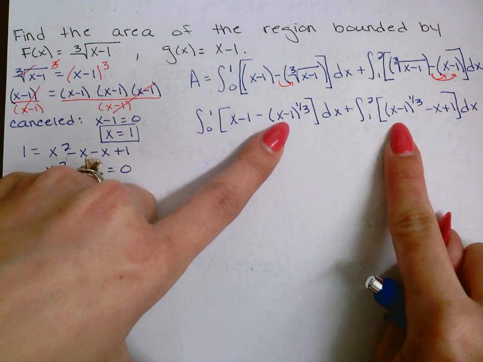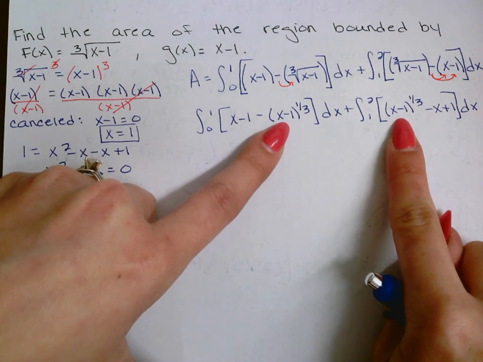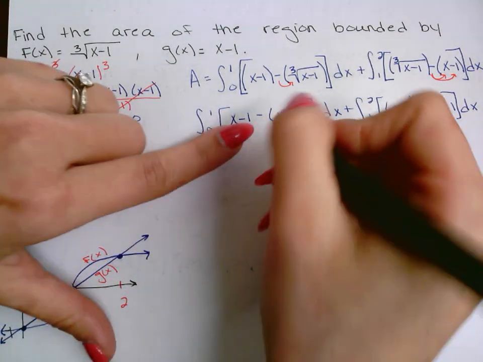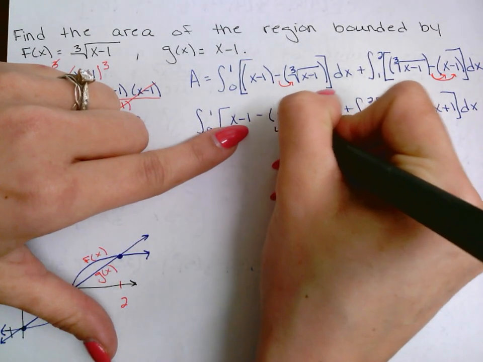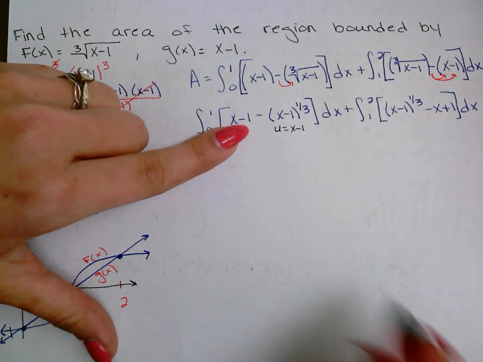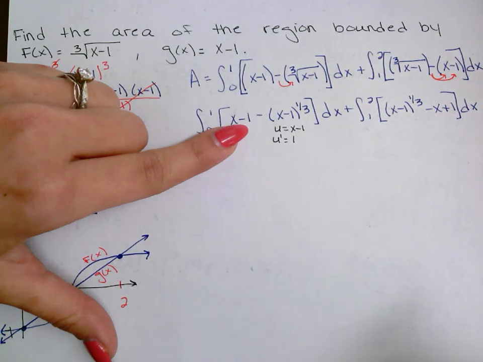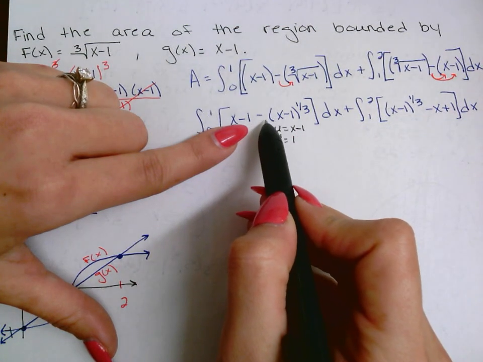I am going to have a mini u sub to do in here, okay? The good thing about this u sub is nothing's going to be missing. So let me show you why. If I claim that my u is the inside, x minus 1, then my u prime is just 1, which is fine because I do have a 1 as a coefficient.